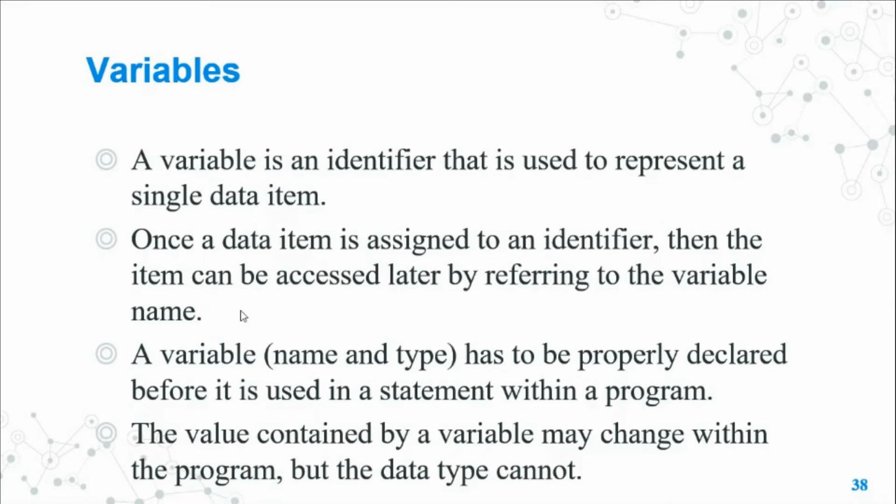When we were adding, sum equal to integer 1 plus integer 2, we were actually referring to that particular variable name, and using that variable name we were referring to the value associated with it. So a variable, that is name and type, has to be properly declared before it is used in a statement within a program. In the case of a C program, the variable has to be declared before it is used inside the program.